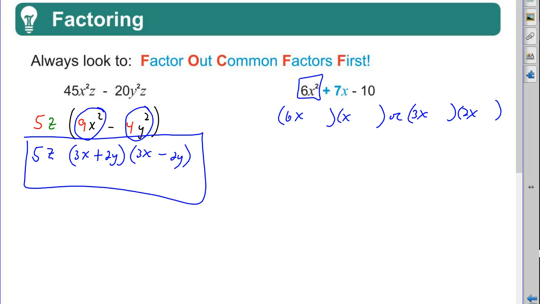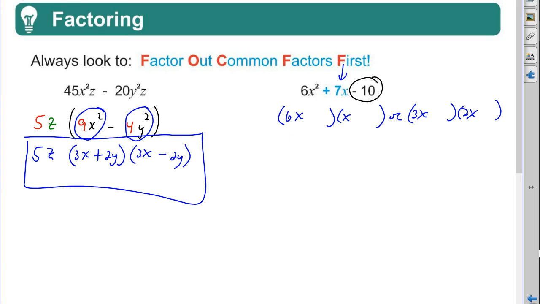Now don't forget, we're going to use a negative 10 in the back, right? We're going to use factors of negative 10, but it's all about the outers and the inners equaling a positive 7x. So again, I'm going to start thinking through some possibilities. And again, this is how I think. If I stick a positive 10 here, I've got 60. That's way too much. That's not going to work. I'm not even going to do that one.